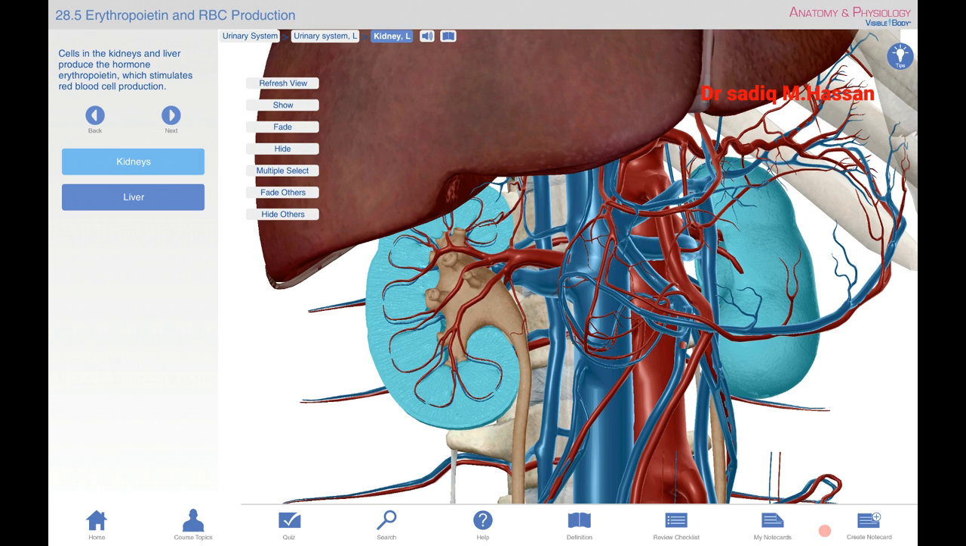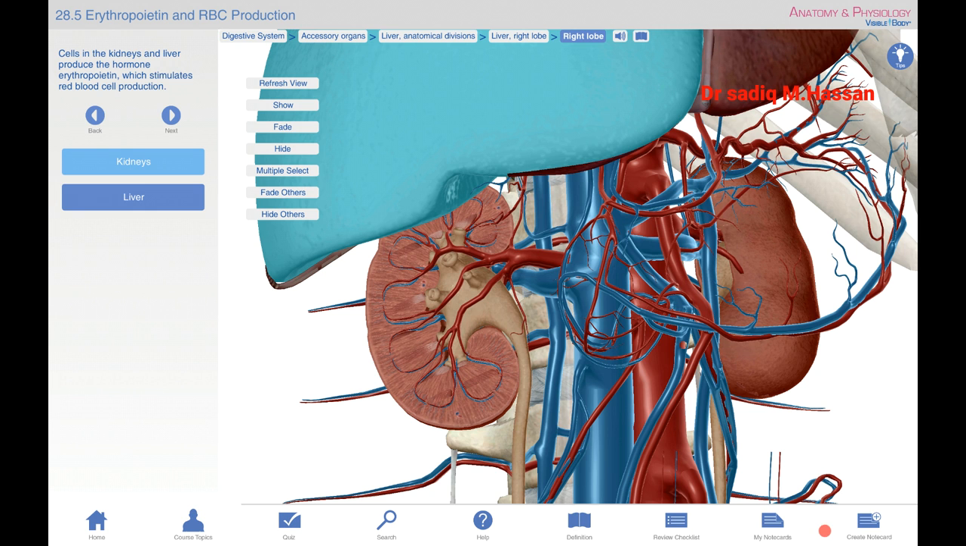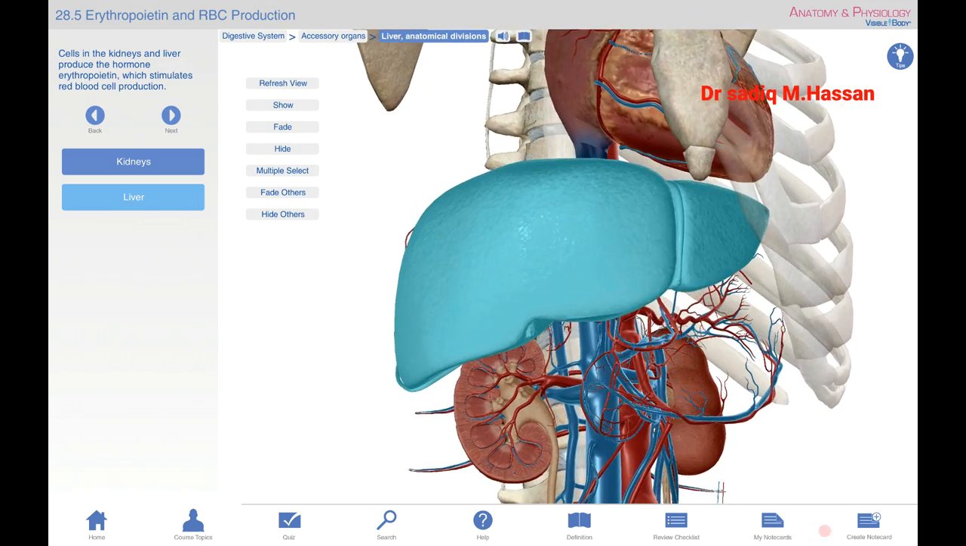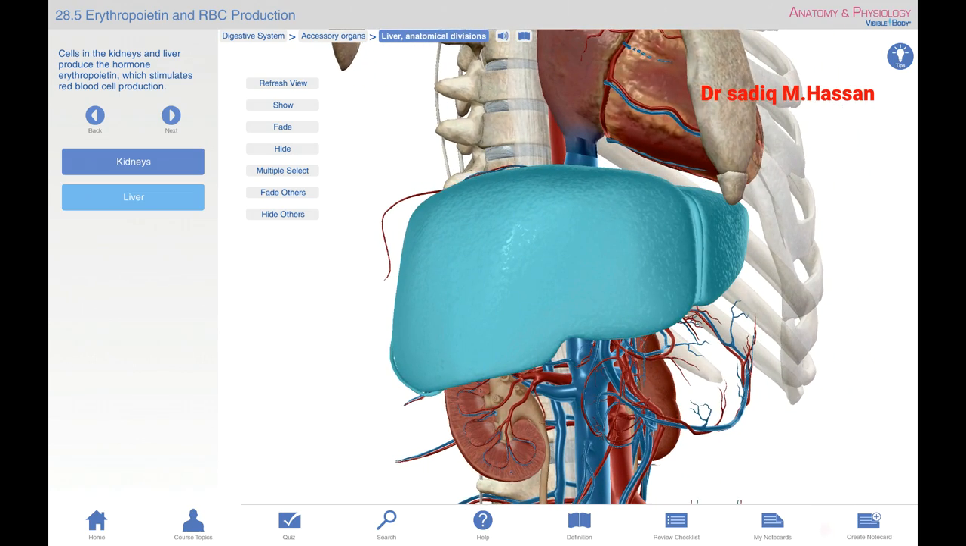is lost when you become unable to produce that hormone, when you have what we call renal failure. So 70% of that hormone is produced here, and it stimulates the organs that produce the blood, which are the bones, the red marrow, the short bones or the flat bones. As for the liver, we also said it produces 30% of the erythropoietin. So it is an important organ when it comes to erythropoietin and RBC production. So let us move to the next one.